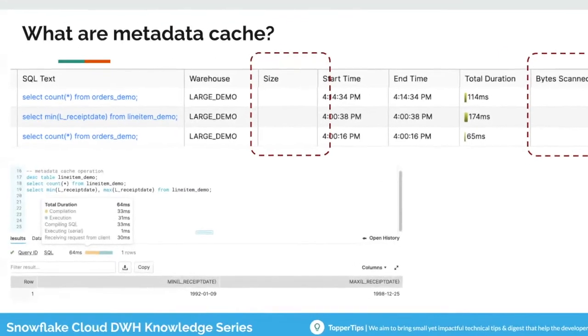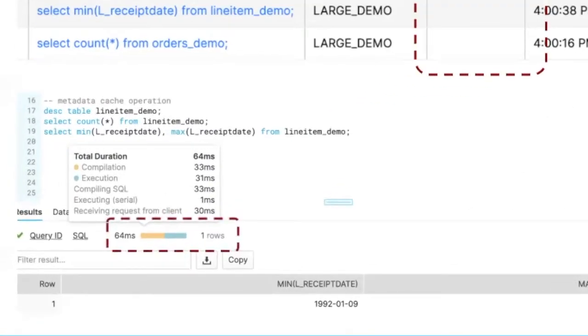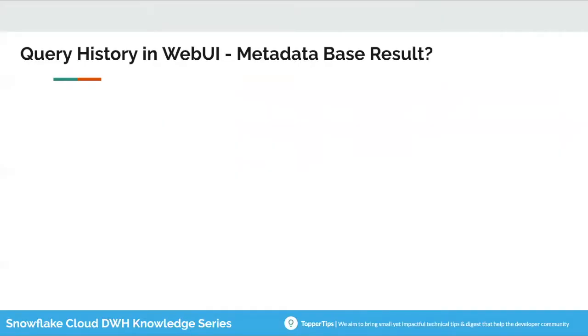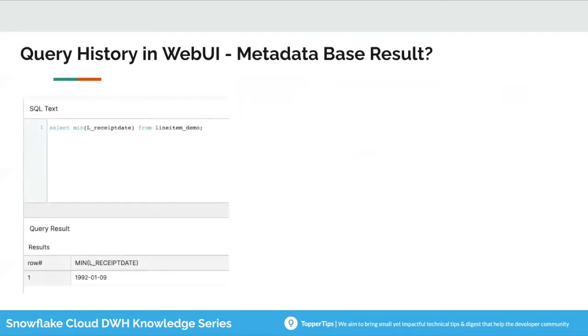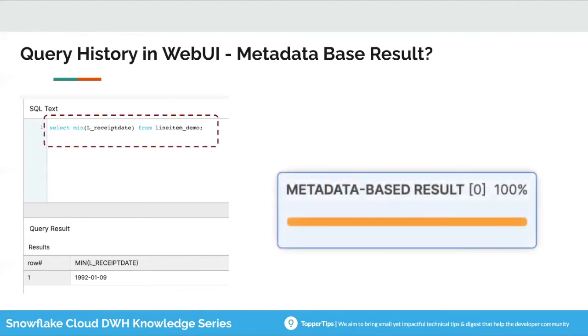You can see further from your UI how it looks. Now let's go a little bit inside the query history web UI to understand how the metadata based result looks. If you fire a query like this, which is a minimum or maximum of a particular date and timestamp, you can see when you go inside the profile that it is a metadata based result. So this is how you can understand the data is coming from the metadata.